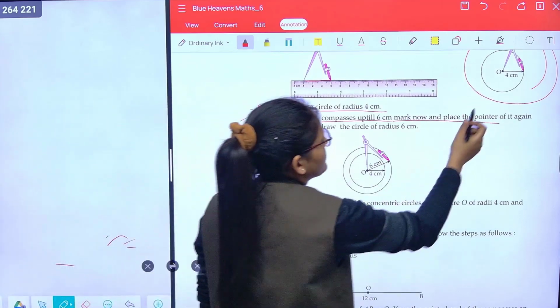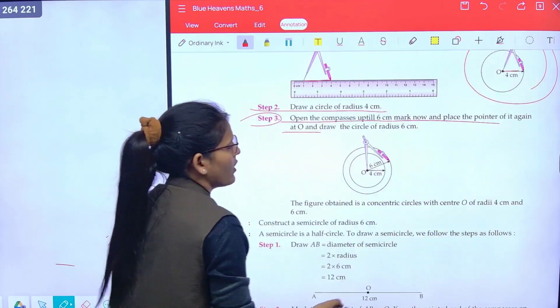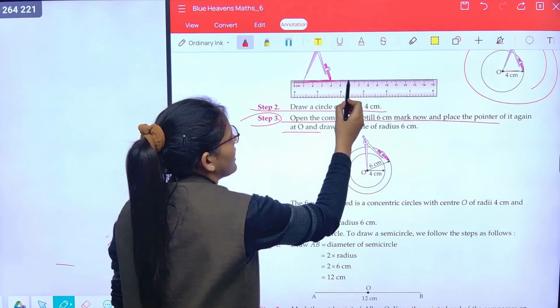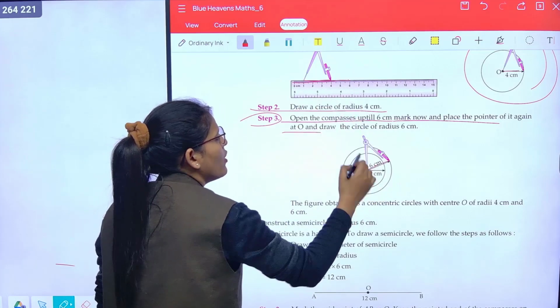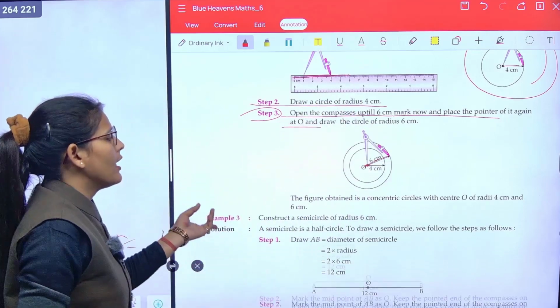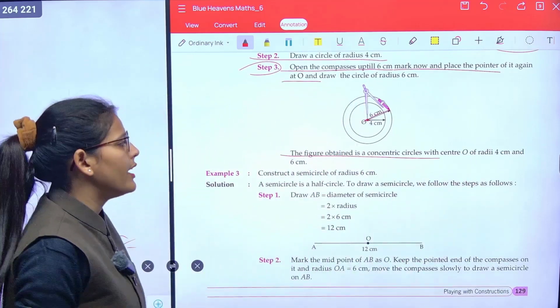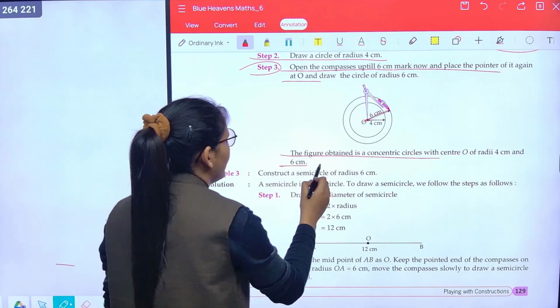क्या सब हमारे पास यहाँ पे हमने 4 centimeter का ड्रॉ किया था. अब हम क्या करेंगे, अपने स्केल से अगेन 6 centimeter, देन हम क्या करेंगे, उसको सर्कल को ड्रॉ कर देंगे. The figure obtained is concentric circles with center O of radius 4 cm and 6 cm.